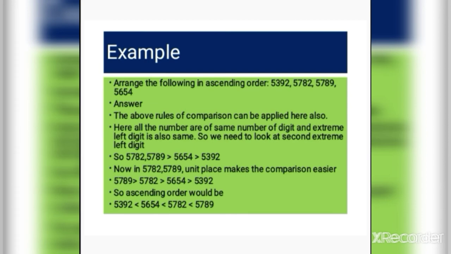So we will check the first digit at extreme left. In all 4 numbers, the first digit is 5. In all 4 numbers, the first digit is the same. So what will we do? We will go to the second digit from the left. In 5392, it is 3. In 5782, it is 7. In 5789, it is 7. And in 5654 it is 6.